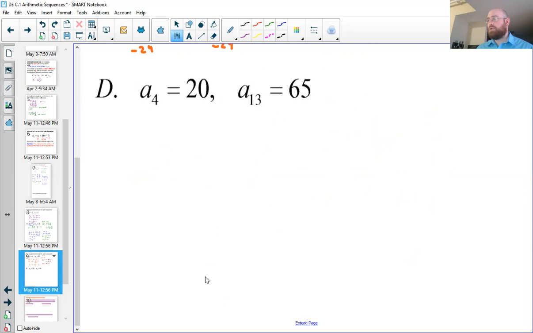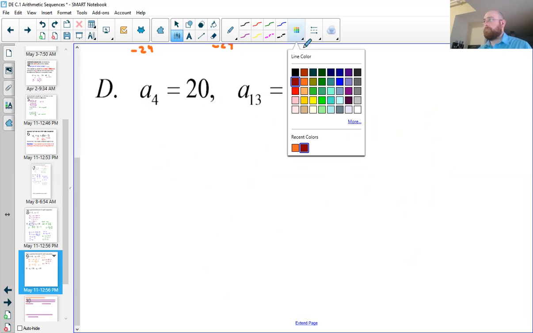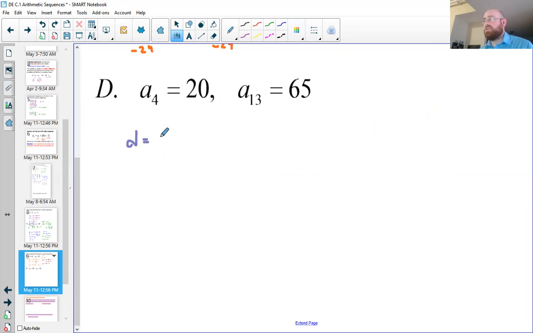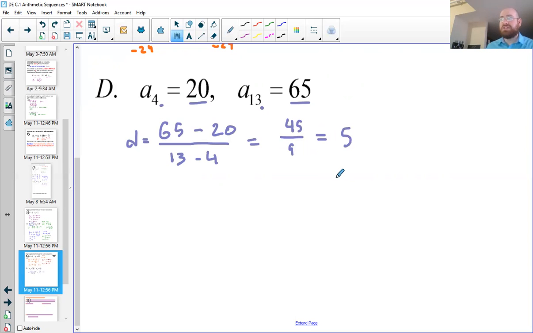Lastly, we have another example where we have incomplete information and we'll need to use our slope formula. So let's pick a color I haven't used yet. How about this grayish color? So D, our slope, is going to be 65 minus 20. That's the numbers I'm underlining. And then putting a dot beside the other two numbers that go on the bottom, 13 minus 4. So 65 minus 20 is going to be 45. 13 minus 4 is 9, and 45 divided by 9 is 5. So our common difference is 5.